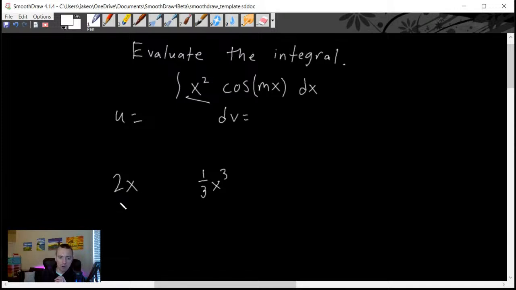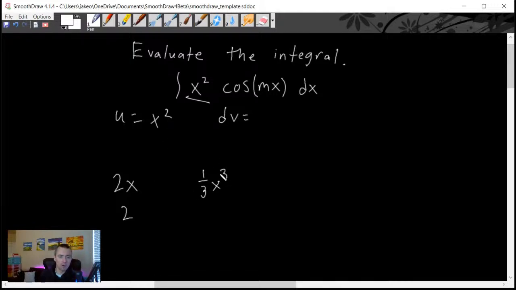Each time you lower your power by 1, eventually you'll get to a constant. So let's think about this. If we then take the derivative of 2x, that's just going to be 2. We get to a constant. That'll make more sense as we work through this. But the point is, if you have a power function, you usually want to make it your u because you want to lower your power and get to a point where your function is going to be easier to deal with rather than more complicated to deal with.